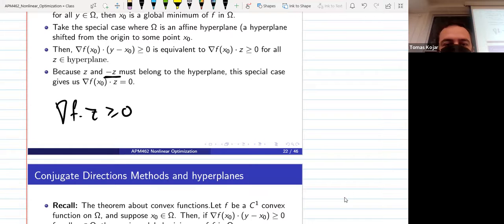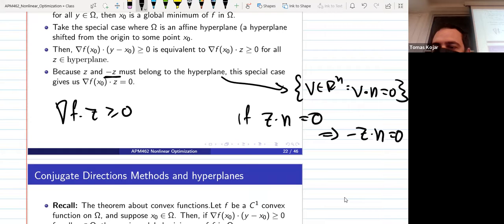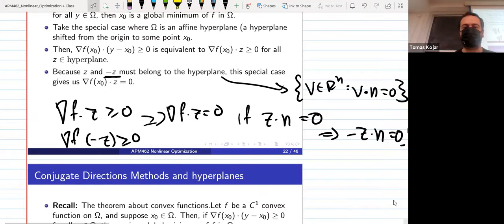Oh, let me deal with normal vectors. Another definition of this guy is all the vectors in Rn that are dotted equal to 0 with n. Let me do it this way, it's a little bit nicer. Then indeed, if z dotted n is 0, then minus z dot n is also 0. So you do it this way, and you get this. All right, so what's the point of this?